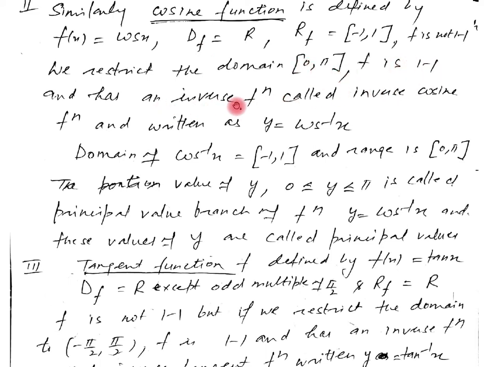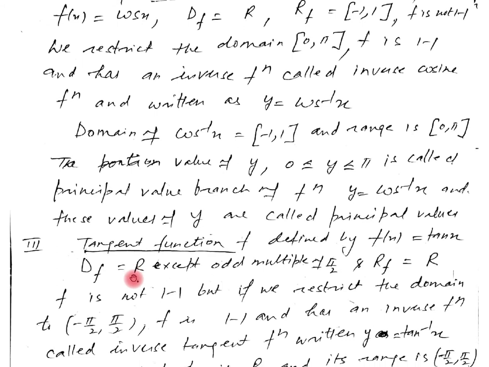If we restrict the domain of the cos function to this interval 0 to pi, the function is what? One-one and onto and has an inverse function called the inverse cosine function, written as y equal to cos inverse x. So therefore the domain of cos inverse x is what? Minus 1 to 1, and the range of cos inverse x is what? 0 to pi. So again this value of y lying between 0 to pi is known as what? The principal value branch of the cos inverse function, and the values of y are called the principal values.